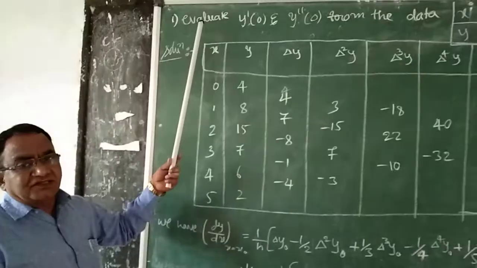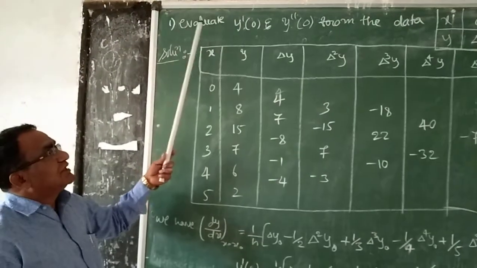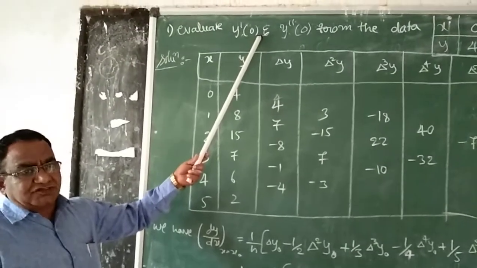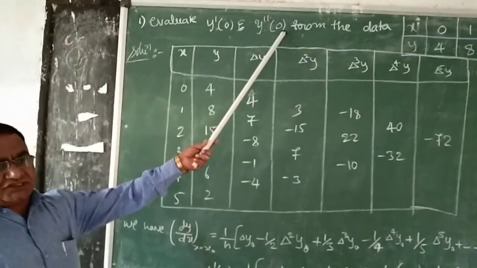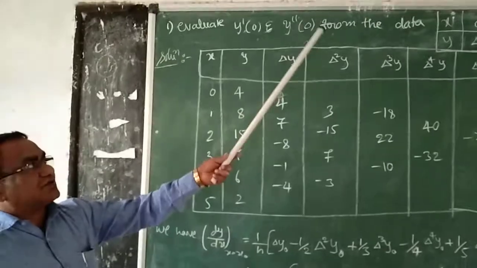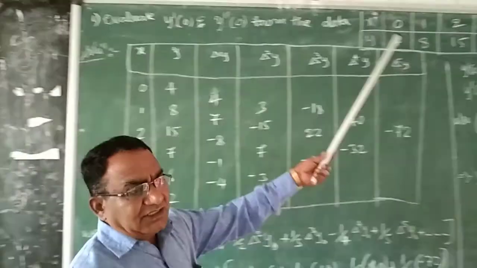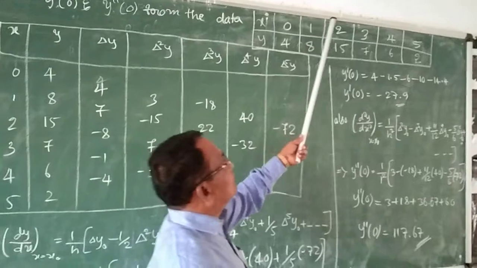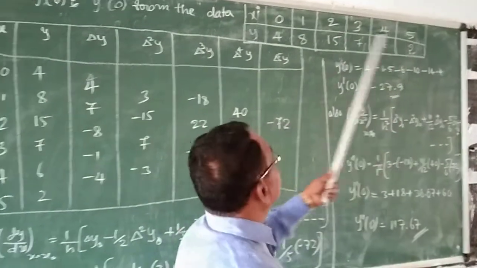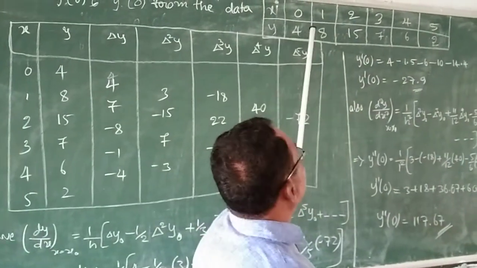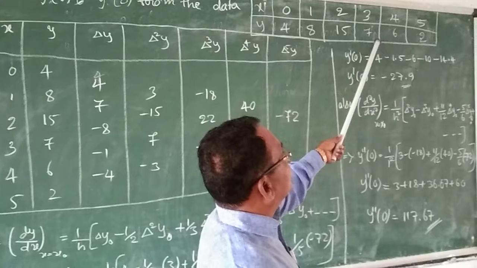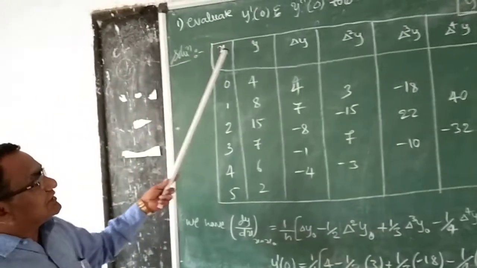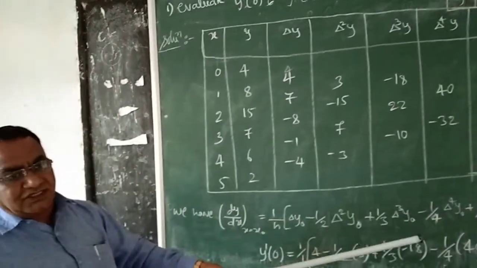Okay. Examples here. First example is this. Evaluate y dash 0, the first derivative at the point x equal to 0, and y double dash 0, the second derivative at the point x equal to 0, from the data: the values of x are 0, 1, 2, 3, 4, 5. Corresponding values of y are 4, 8, 15, 7, 6, 2. Okay. Construct the forward difference table.